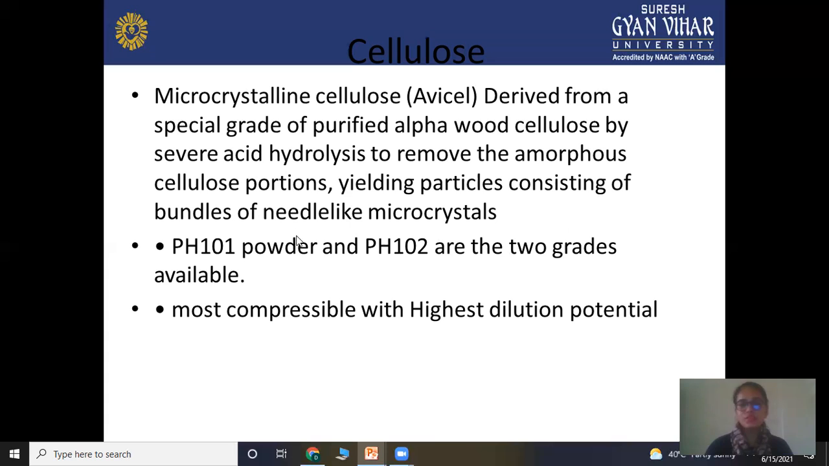Next, PH 101 and PH 102 are the two grades available. Avicel has two grades, PH 101 and PH 102, and both grades are good. You can select either grade according to your need. It is the most compressible, with the highest dilution potential, and shows good compression and dilution properties compared with other excipients. This is all about cellulose.